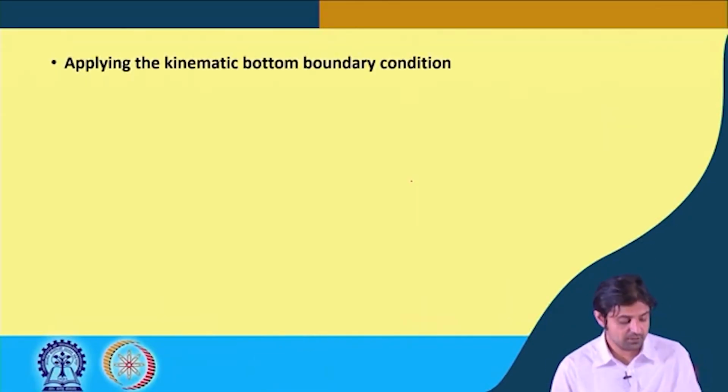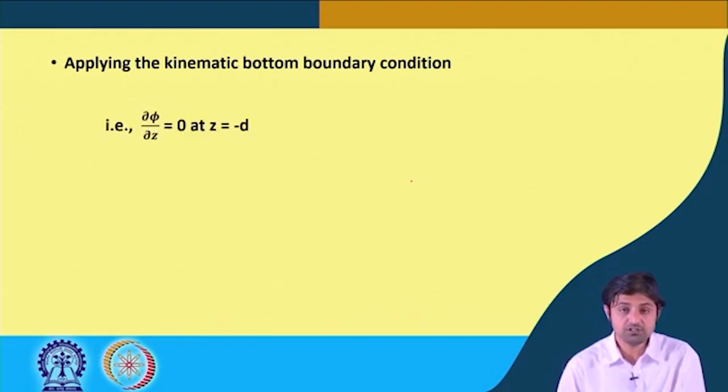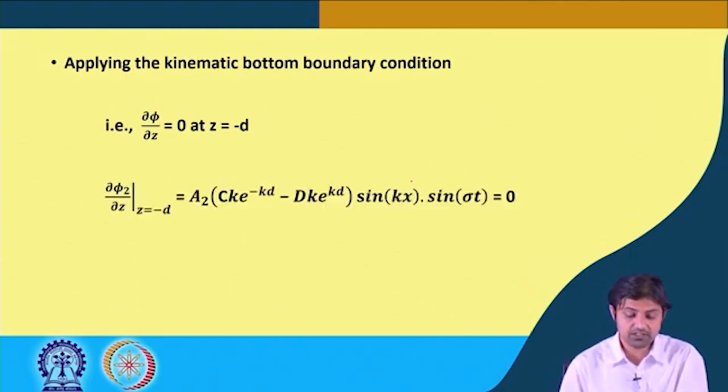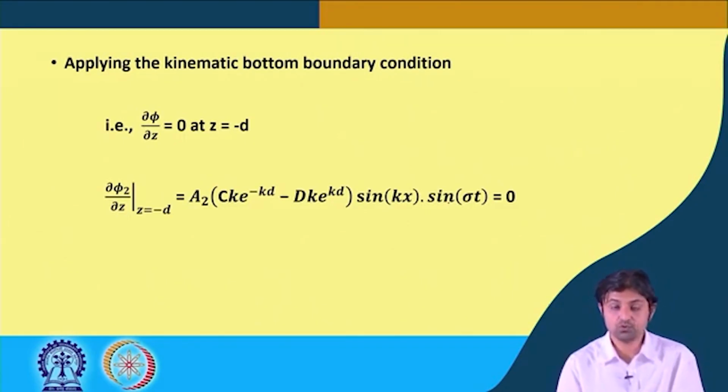If we apply the kinematic bottom boundary condition, which means if phi is the velocity potential, w is given by del phi del z, and that will be 0 at z equal to minus d. If you apply that, del phi del z at z equal to minus d, it will be a2 into c e to the power minus kd minus d k e to the power kd, into sin kx sin sigma t equal to 0, at z equal to minus d. So now there is no z, but instead of z we have substituted d.